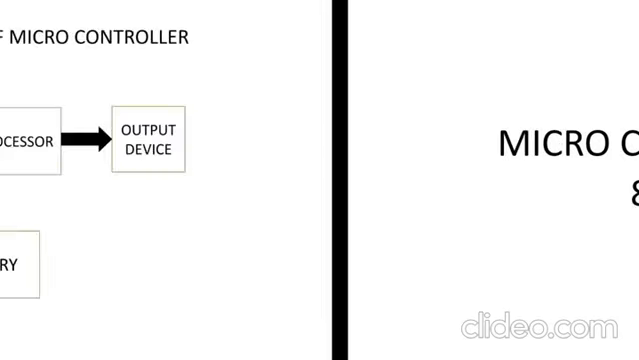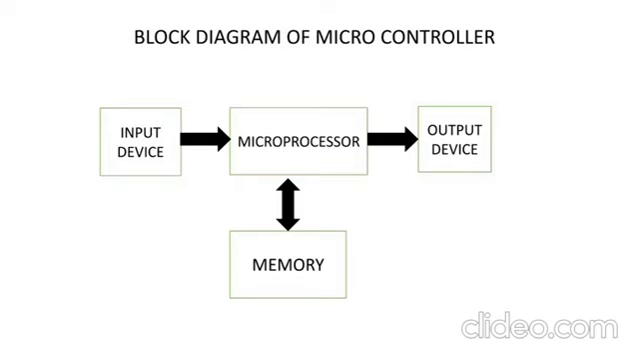Good morning. Today we are going to learn about microcontroller 8051. So the block diagram of a microcontroller consists of the input device, output device, memory and microprocessor.